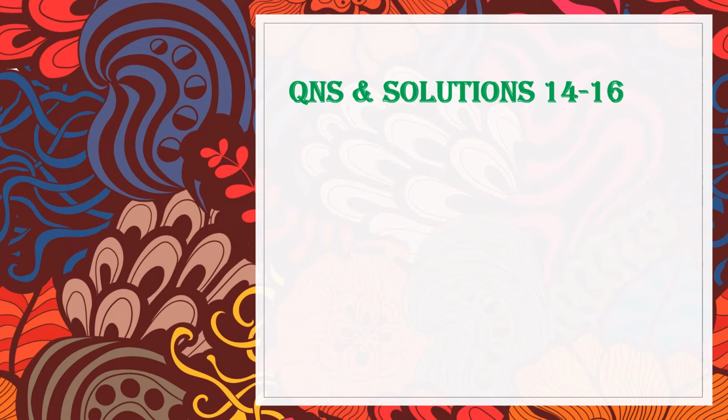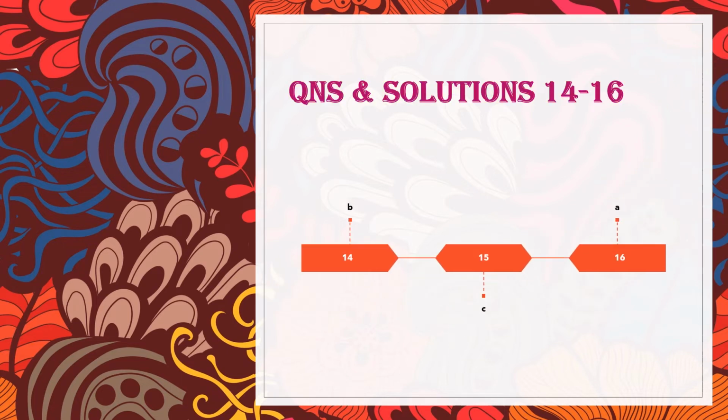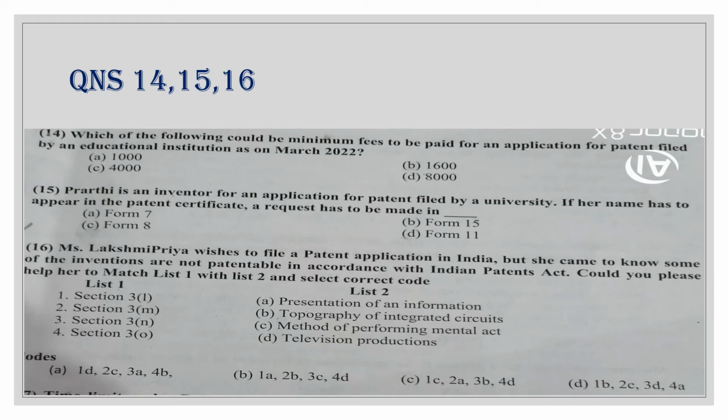Questions and solutions 14, 15 and 16. Fine. Okay. The correct option for question number 14 is B. The correct option for question number 15 is C. And the correct option for question number 16 is A. Okay. So let us proceed for the questions.